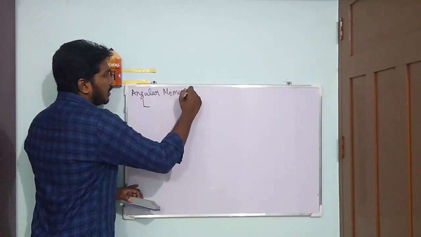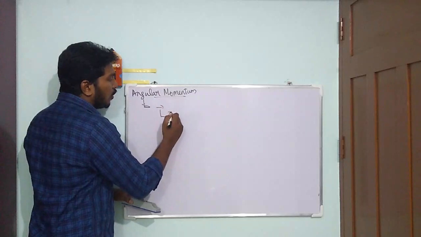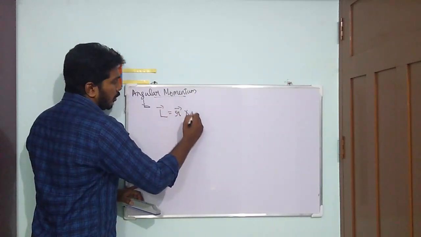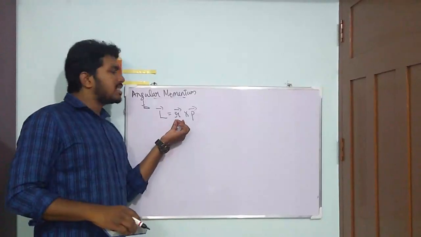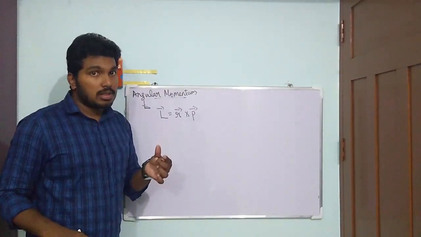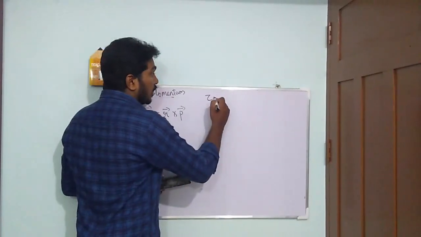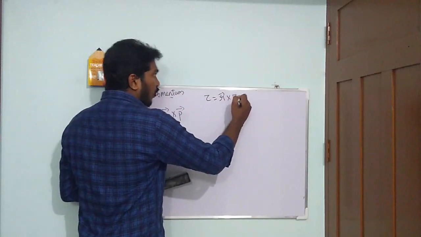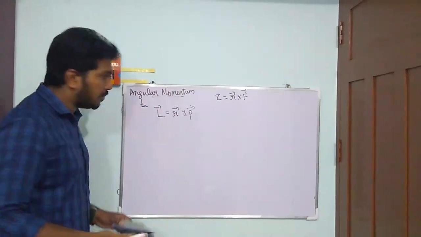Angular momentum is defined as the moment of linear momentum. What do you call it? The moment of linear momentum. So wherever you see the term R, you can call it by the term moment. You call it moment of mass, and torque you can call as moment of force. So this is moment of linear momentum.